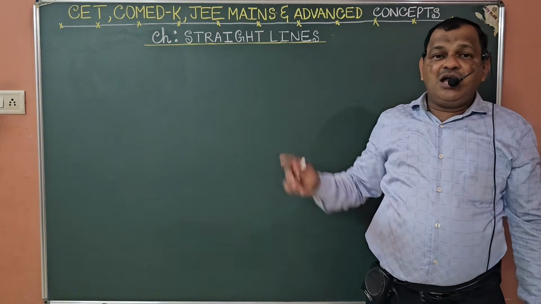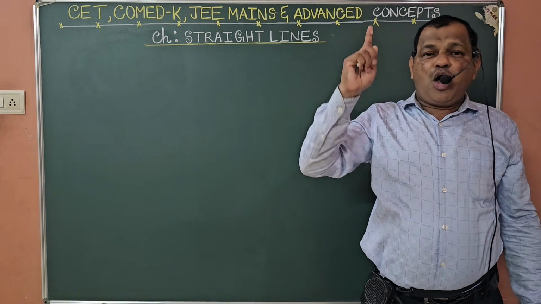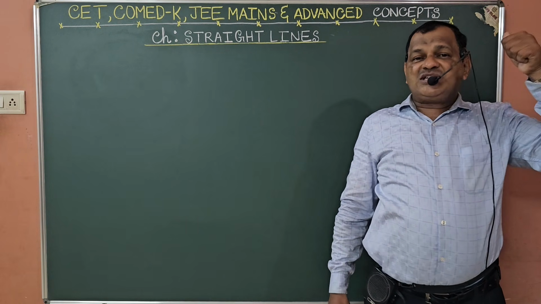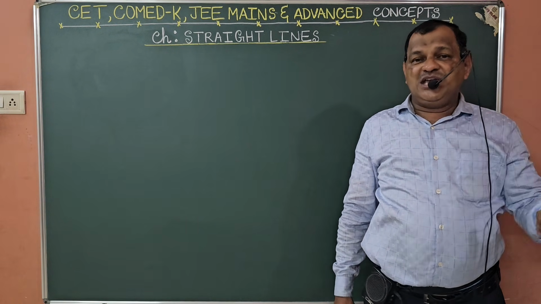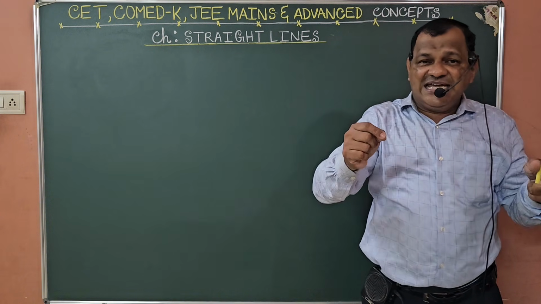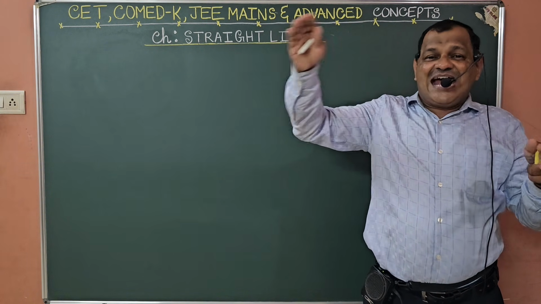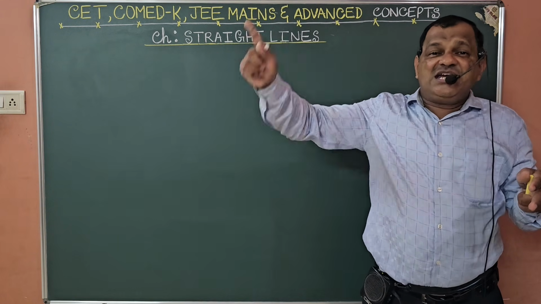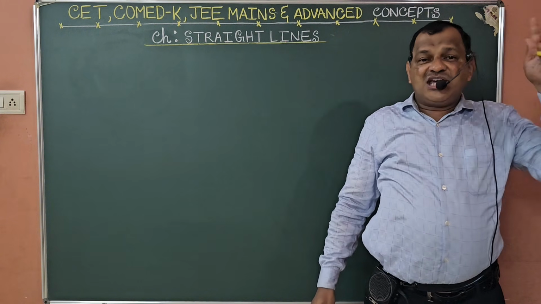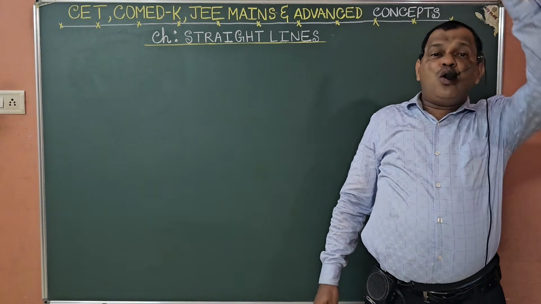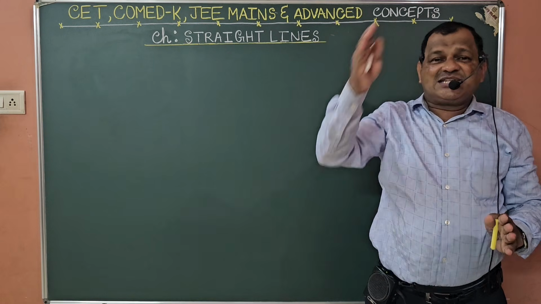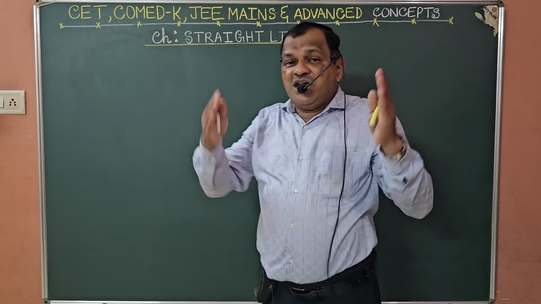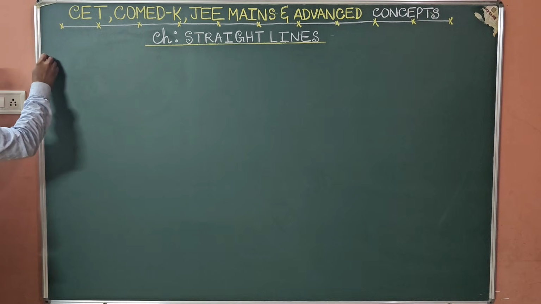For example, here, first one should know equation of x-axis is y equal to 0. Second one, equation of y-axis is x equal to 0. Third one, equation of a line parallel to x-axis and at a distance y equal to k from the origin is y equal to k itself. Fourth one, equation of the line parallel to y-axis and at a distance x equal to h from the origin is x equal to h itself. So here I will begin the concept.